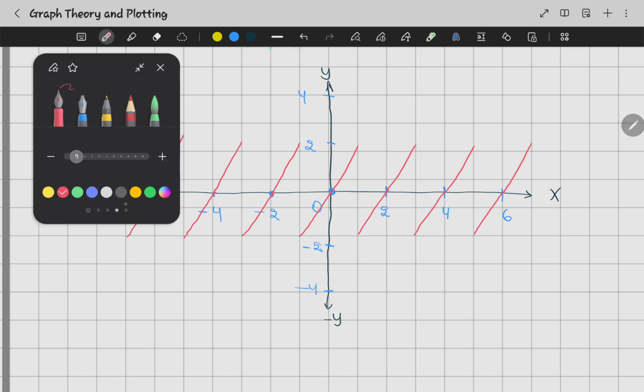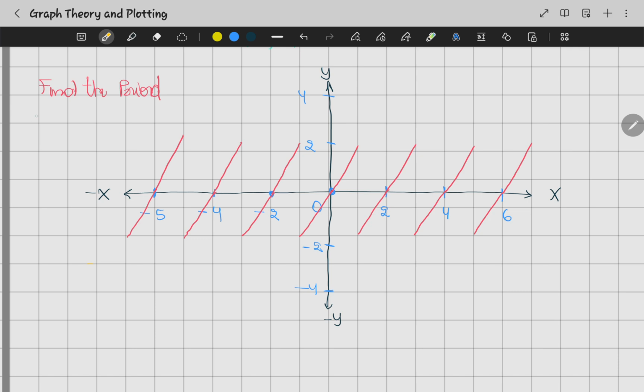Okay, what is a period? What is the definition of a period? It's where we got repetitions, between the start and the end point. Okay, this looks similar. So how can you find the period?